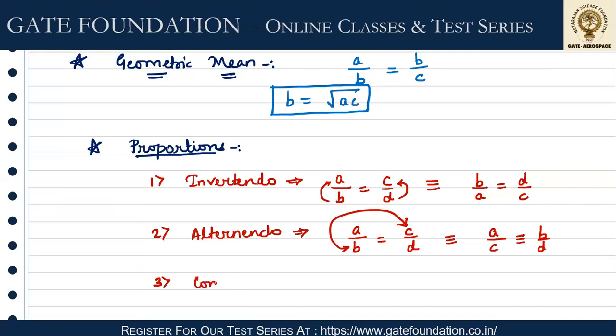Then componendo. So if I have a number a by b being equal to c by d, then componendo says that you can add 1 on both the sides. And if you add 1 on both the sides and take an LCM, it becomes a plus b over b is equal to c plus d over d. So basically, if you are adding the denominator to the numerator on both the sides, the ratio remains unchanged.